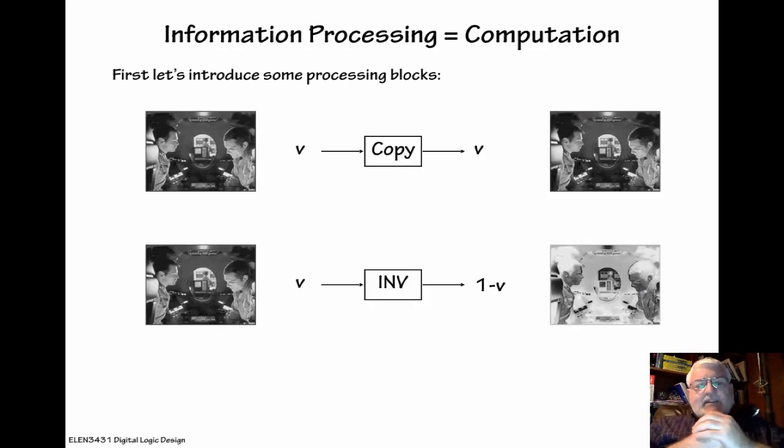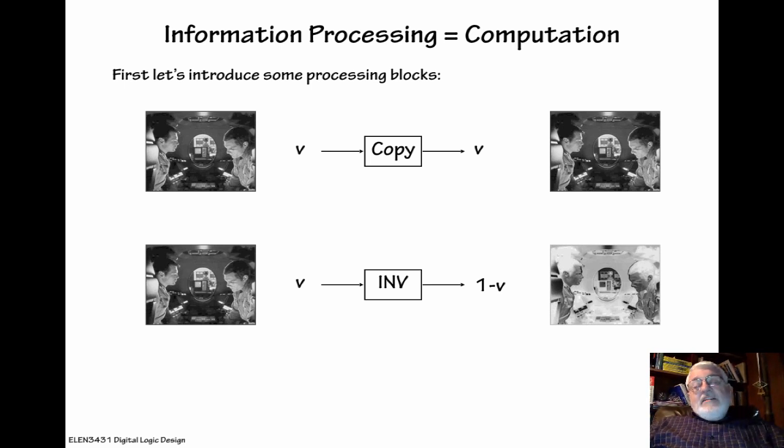All right, let's talk about image processing in terms of computation. So we'll introduce some processing blocks. Here on the left, we have that scene from 2001, and we're going to go through a copying operation which causes that image to be copied. And in fact, when I made this slide, I took that picture and then I just cut and pasted it and copied it over to the other side.